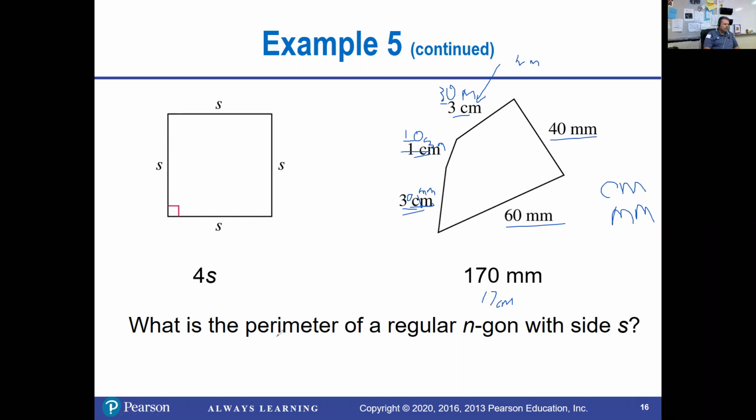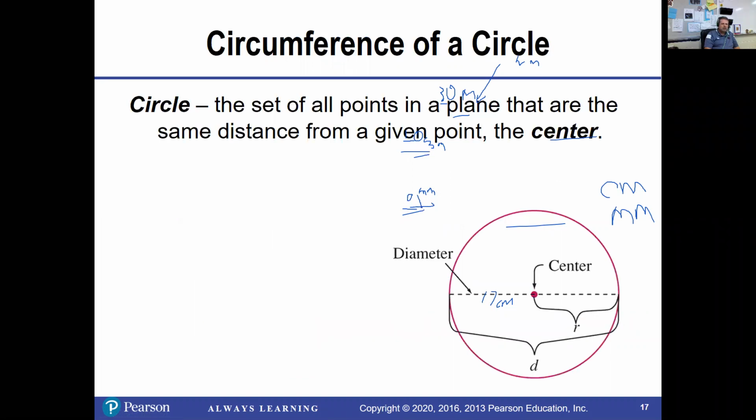Now, what would be the perimeter of a regular n-gon with side s? Well, an n-gon means it has n number of sides. It has s sides, which would mean it would be n times s. All right.